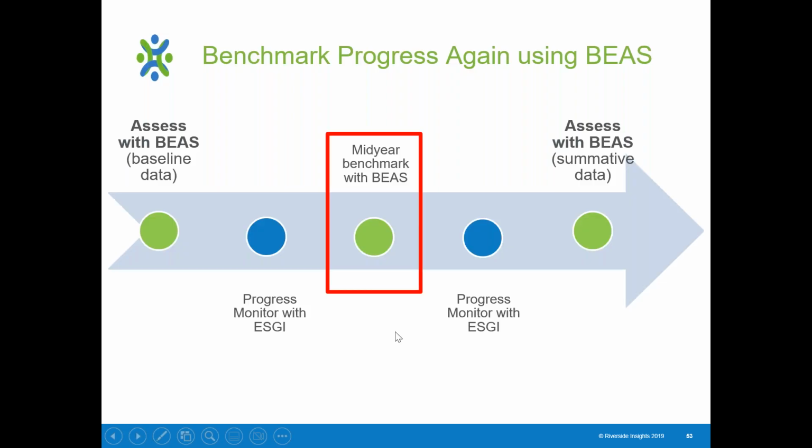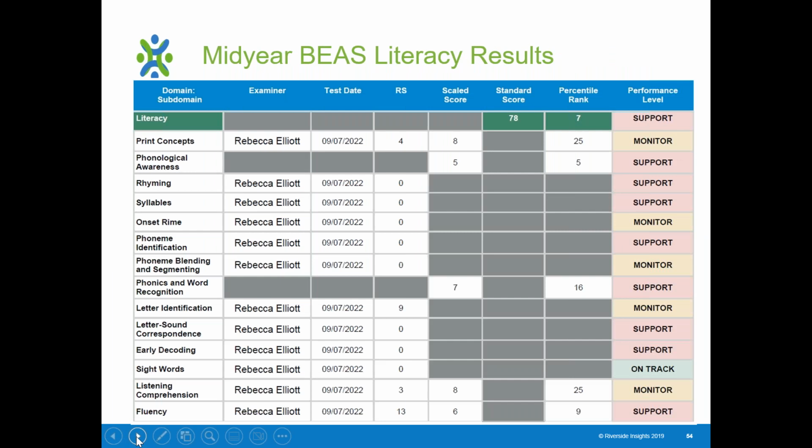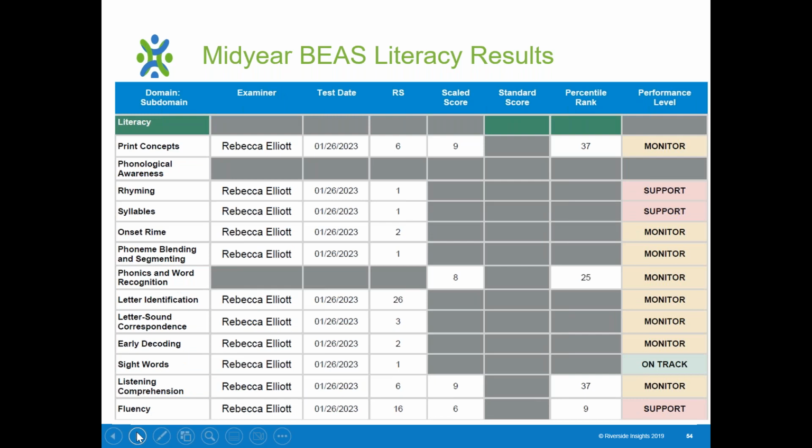Awesome. So now that Christopher Robin has been progress monitored two times weekly using ESGI, now we're at mid-year and it's time to benchmark him again using the BEAS to see the progress that he's made. In the BEAS results, you'll see the growth that he's made. Tammy, if you could hit the button one more time, I think the next report will go up on top of that. There we go. So you can see a lot of those supports on the right side, performance level went up to monitor, and he actually got on track for the sight words.